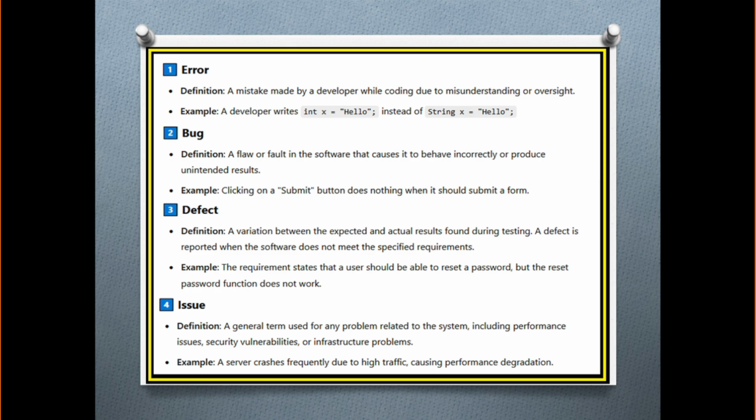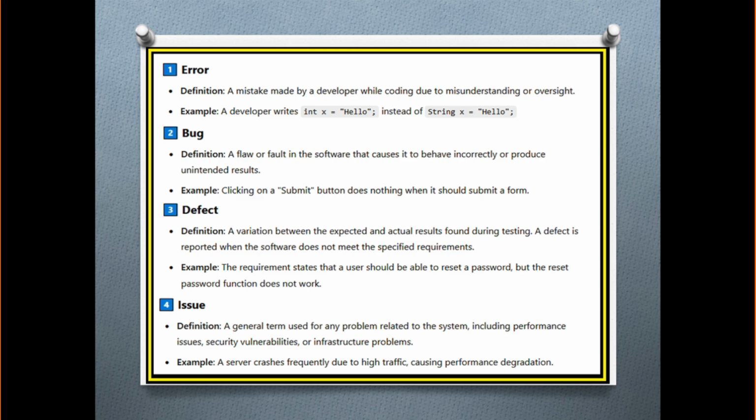And if we talk about the defect, it is a variation between the expected and the actual result found during testing. A defect is reported when the software does not meet the specified requirement. For example, the requirement states that a user should be able to reset a password, but the reset password function does not work. This is called a defect, and it's reported by the end customer or the product owner.